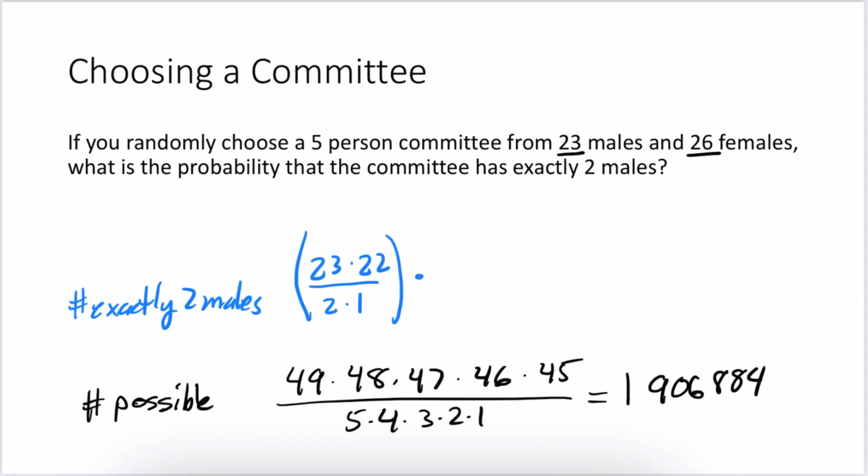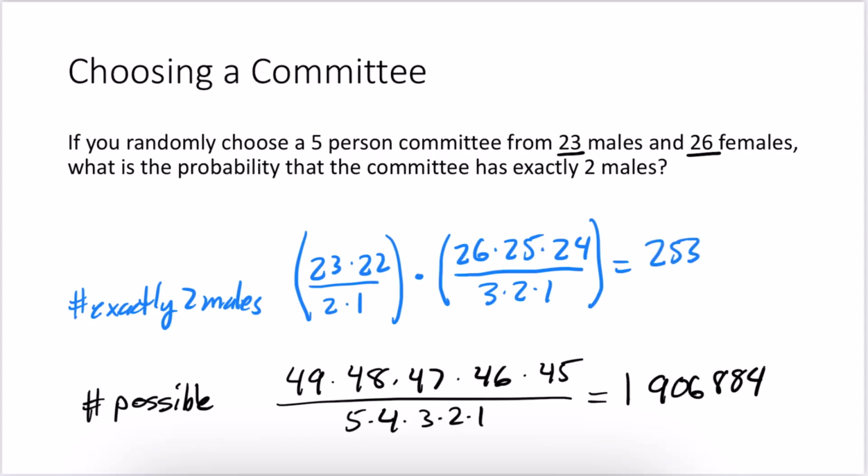So I'm going to multiply the number of ways I can choose 2 males by the number of ways that I can choose 3 females. So I say, well, I have 26 options for my first female, 25 options for my second, and 24 options for my third female. And again, the order doesn't matter, so I'm going to divide by the number of duplicates, which would be 3 times 2 times 1. And when I figure out the fraction for the number of males, it looks like there's 253 ways to choose 2 males. And when I figure out how many ways there are to choose 3 females, it looks like there's 2,600 ways to choose those.